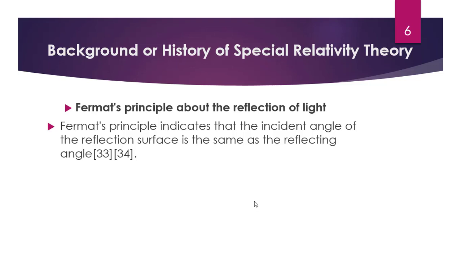It is very important: Fermat's principle about the reflection of light. Fermat's principle indicates that the incident angle at the reflecting surface is the same as the reflecting angle. That means if any light falls on a mirror, its incident angle and reflected angle will be the same. That's it.